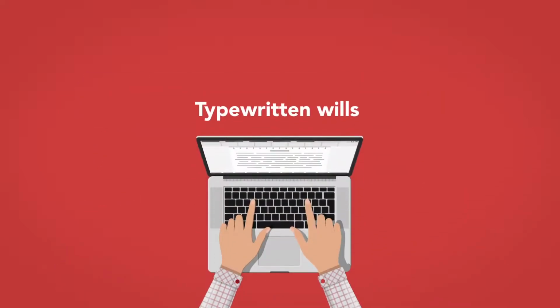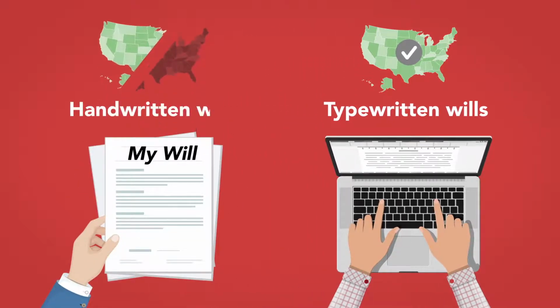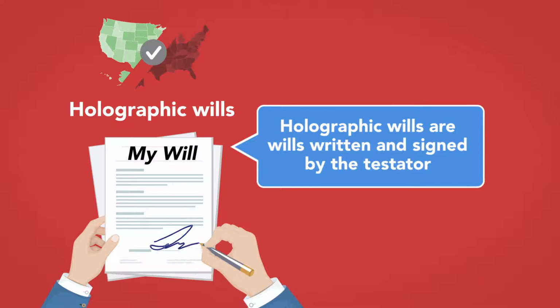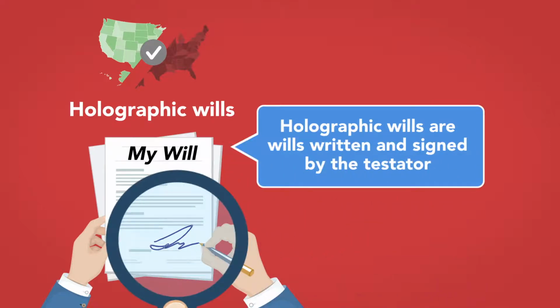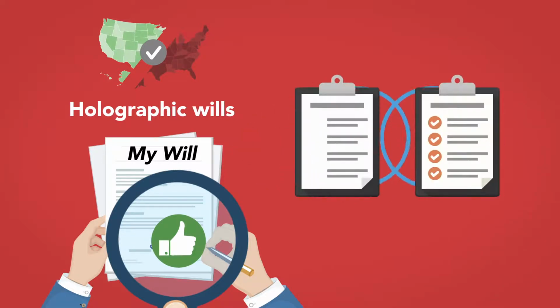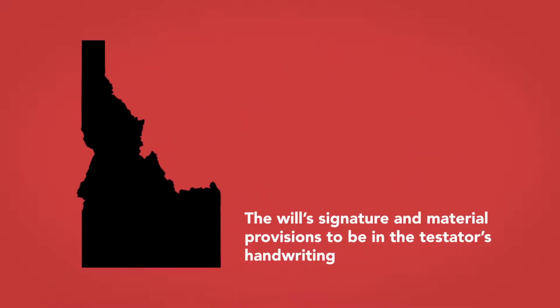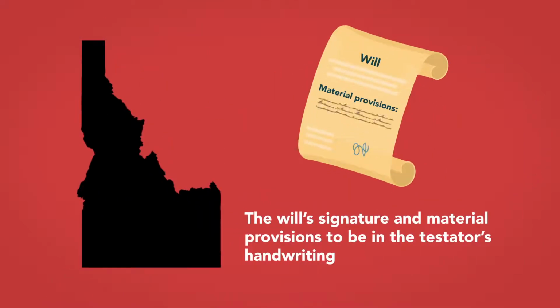Formal, typewritten wills are valid in all states, but only about half of the states recognize handwritten or holographic wills. Holographic wills are wills written and signed by the testator. Some states allow these wills to be valid, assuming the testator's handwriting can be verified. The states that recognize holographic wills may have different requirements for validity. Idaho, for example, requires a holographic will's signature and material provisions to be in the testator's handwriting.